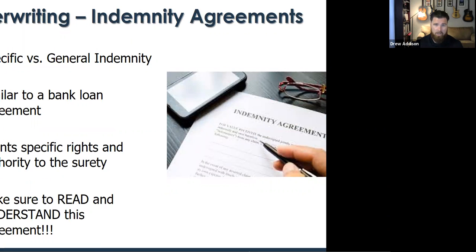When we enter into a surety program, the surety company is going to offer up a contract called a general indemnification agreement. This is very similar to a bank loan agreement. What it does is grant specific rights and authority to the surety, right? It is so important for you to understand and read this agreement completely, right?